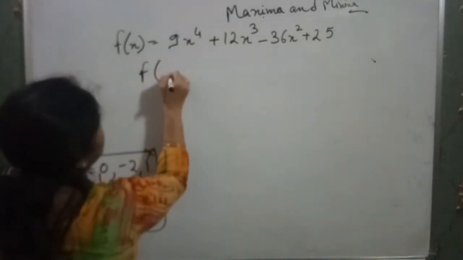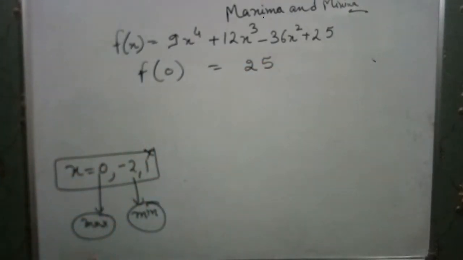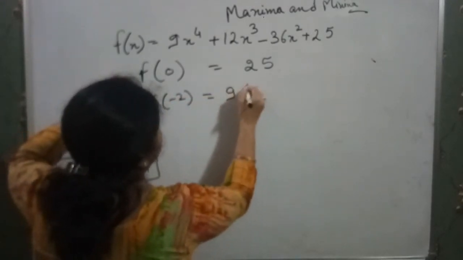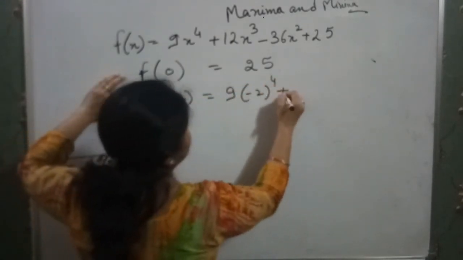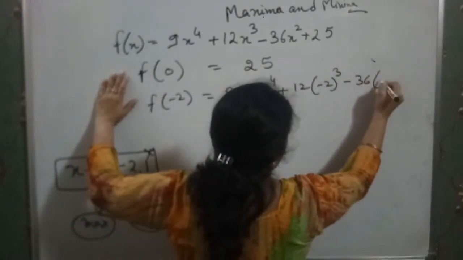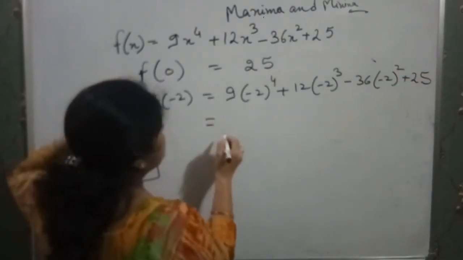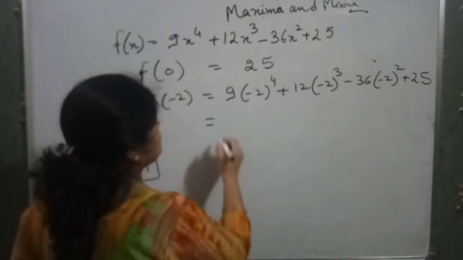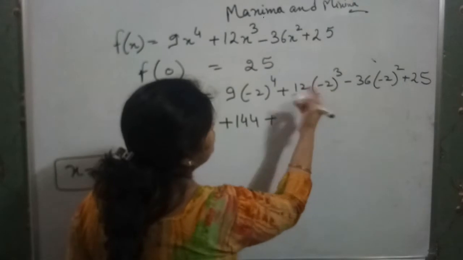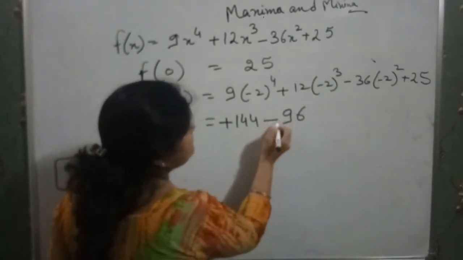Now just leave the 1, put only the values 0 and minus 2. When we put value 0, we simply got 25. Okay. Now when we put f of minus 2, solve it, we got minus 2 to the power 4 plus 12, minus 2 to the power 3 minus 36, minus 2 to the power square plus 25. So when you solve it, we got 2 2s are 4, 2 4s are 8, 2 8s are 16, 16 9s are 144. Now 2 2s are 4, 2 4s are 8, 12 8s are 96. But here we have minus 96.